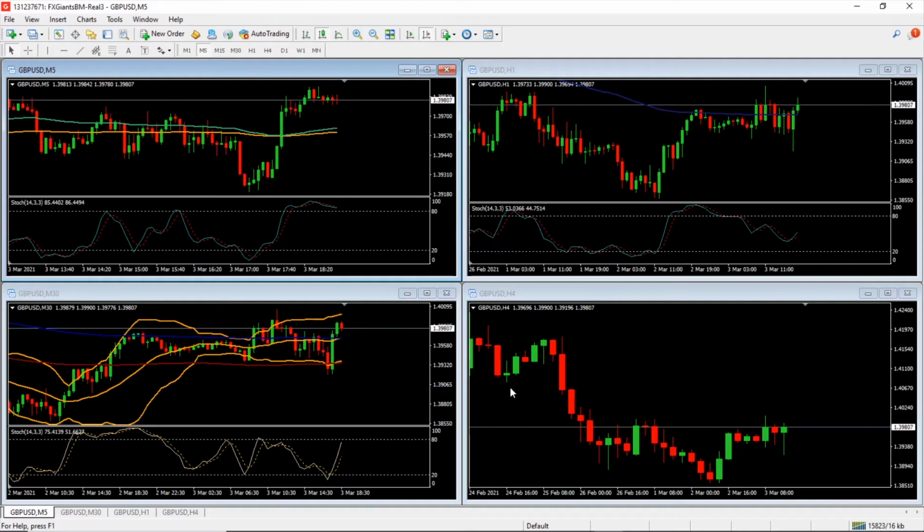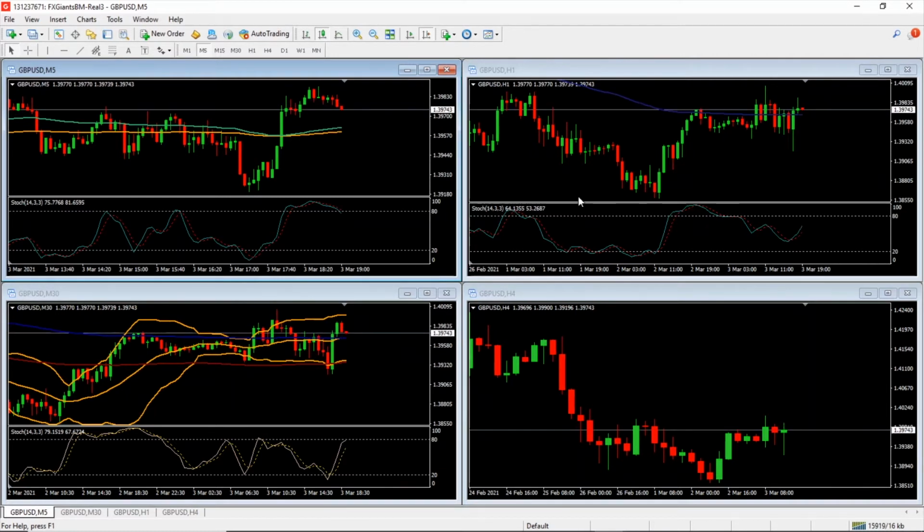Another mistake made by traders is to apply the bottom-up multi-time frame analysis. They typically start their analysis on the lowest time frame and then work up to higher time frames, which is very wrong. So what is the solution?